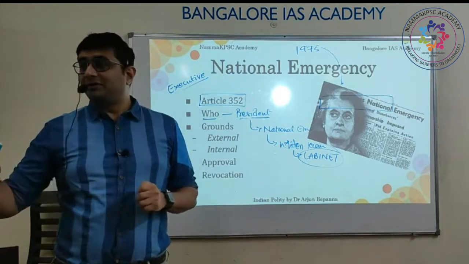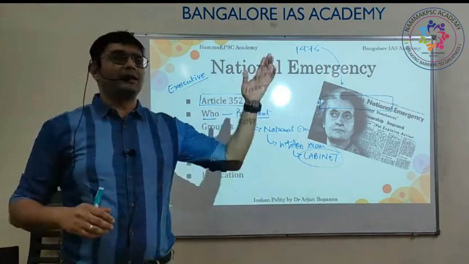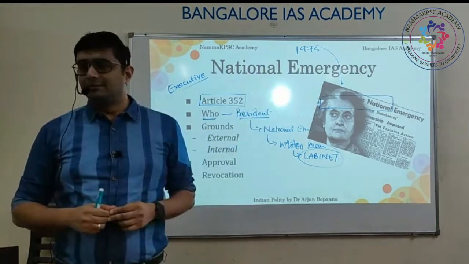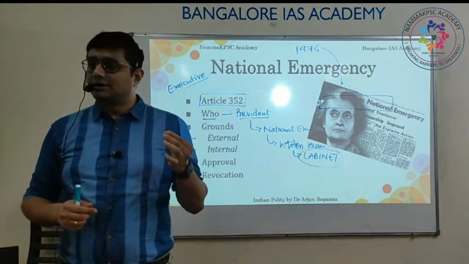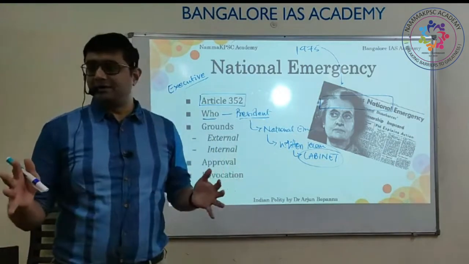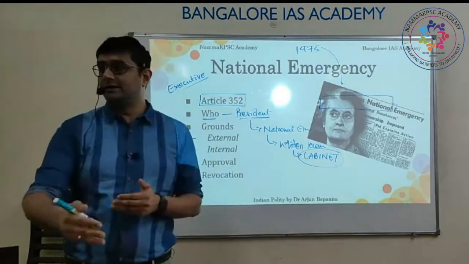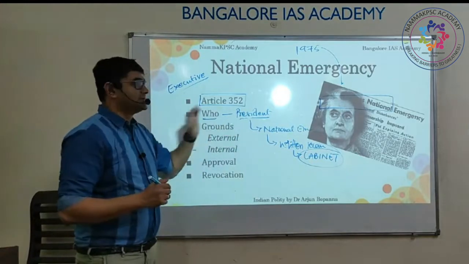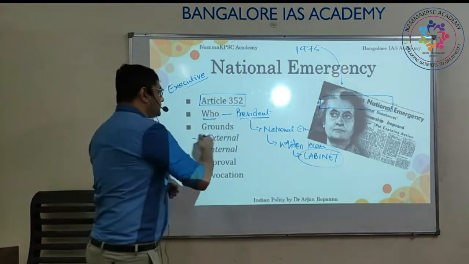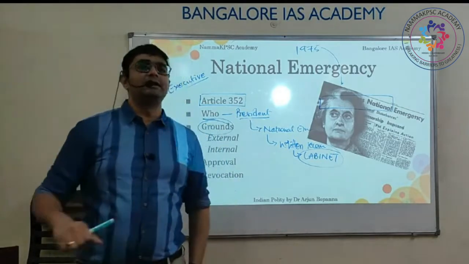So therefore, to prevent that misuse in the future, today the Prime Minister simply cannot advise the President to declare national emergency. Today, the President has to consult his cabinet. The cabinet has to take a decision and then has to give a written recommendation to the President. Is that understood? So that is one. Second, on what grounds, when can this national emergency be declared?